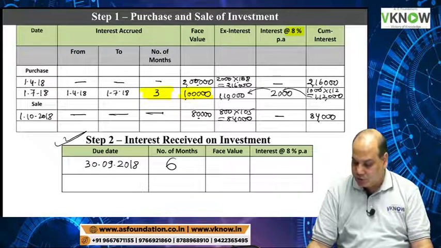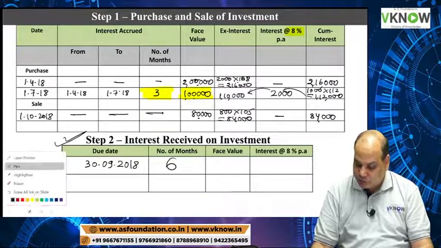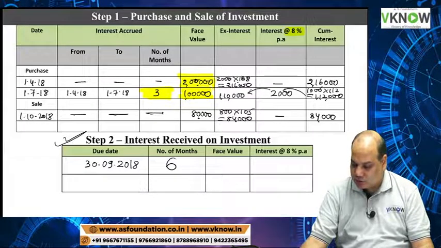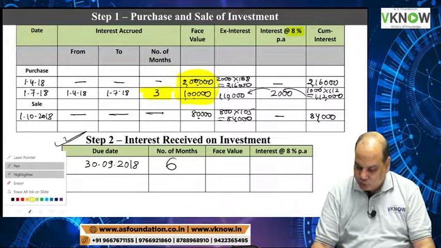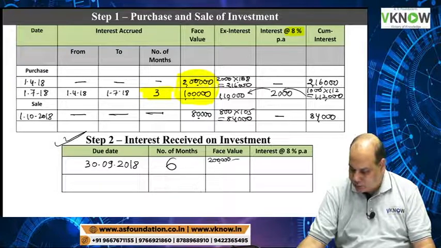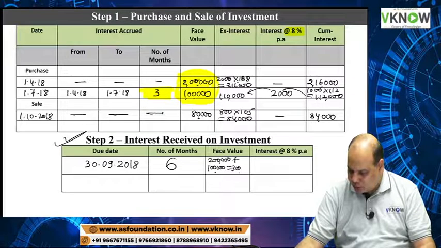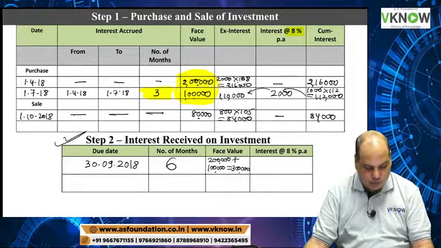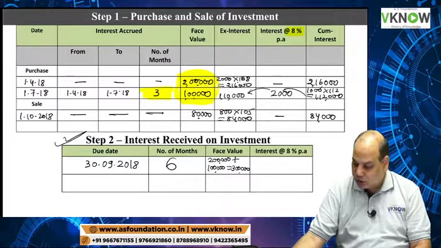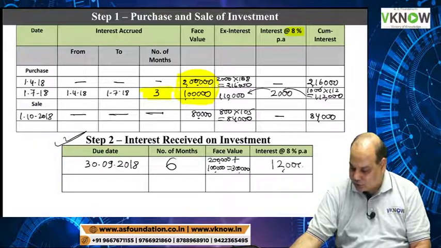And what is the face value held on this date? On the screen, the face value is 1st April you purchased 2 lakh, 1st July you purchased 1 lakh. So this is 3 lakh rupees you were holding. You can just add here 2 lakh plus 1 lakh, 3 lakh. 3 lakh into 8% into 6 by 12 is 12,000.